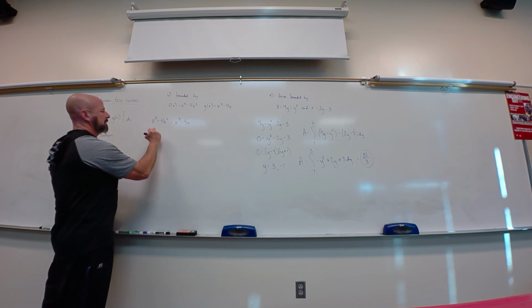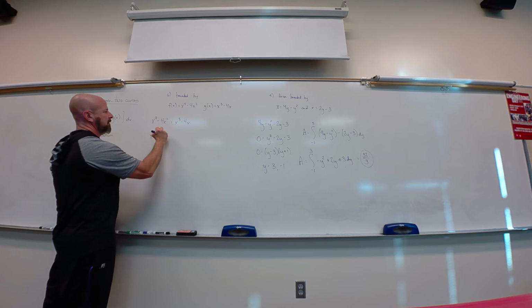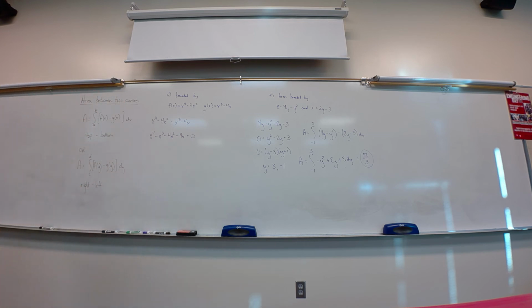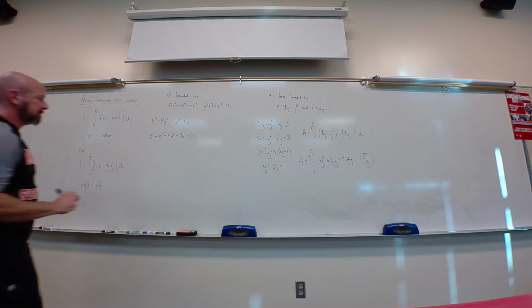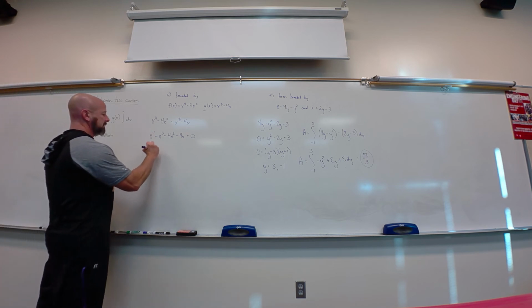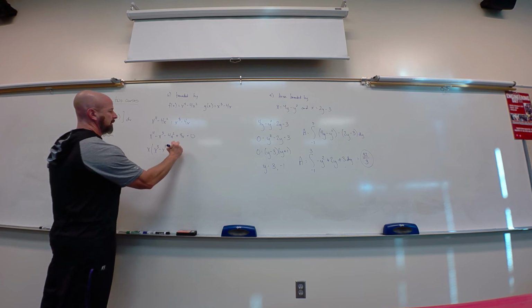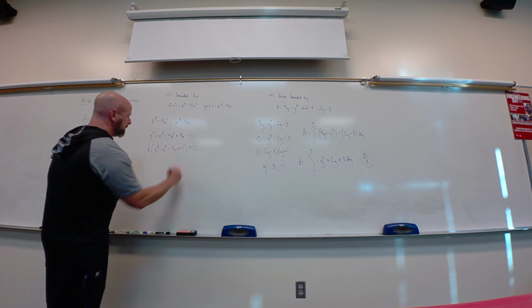Here we go. X to the 4th, get them all on the same side here, minus x cubed minus 4x squared plus 4x is 0. And let's see, I can factor an x out of all of them. So x cubed minus x squared minus 4x plus 4 is 0.